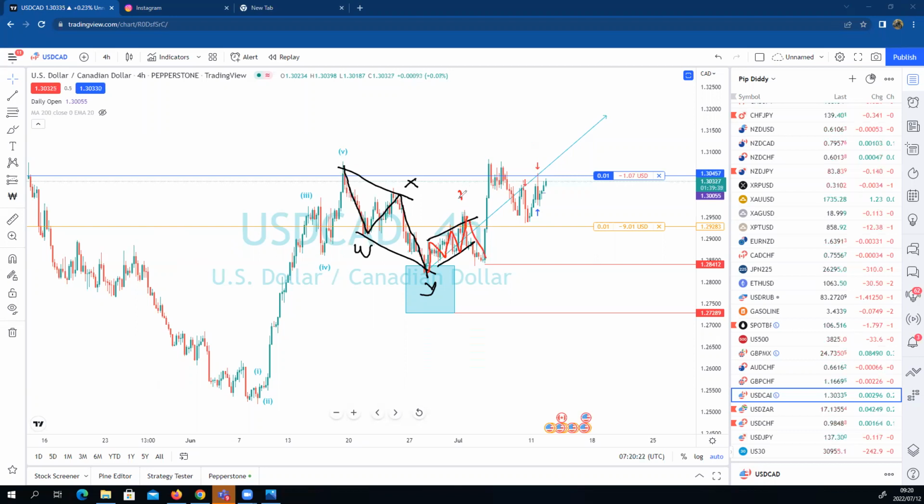So this was wave 1. This is wave 2 of the impulsive sequence, and we appear to have what looks like a nest here. This is also wave 1 in the smaller degree. Let's use the green degree. We also have wave 1 in the green minute degree.